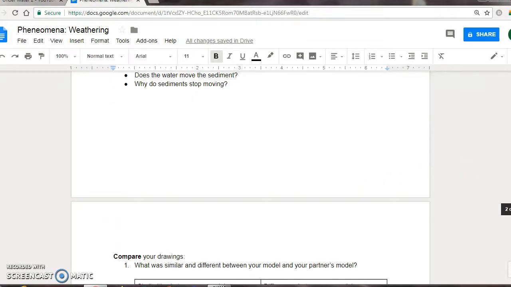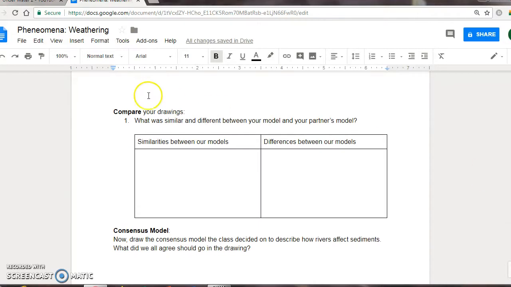Okay, after we've drawn a model, we'll go to page 3 and we'll compare our drawings. So on the left side of this chart, you'll write down what was similar between yours and your partner's models. And on the right side, you'll write down what was different between your two drawings.